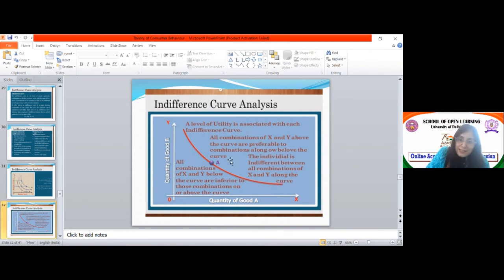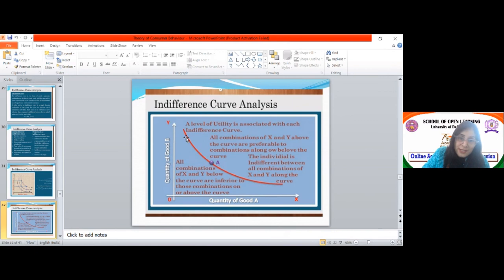Whatever satisfaction we are getting from it, if we have another IC curve, we will get a different sort of satisfaction from that. Now, all combinations of x and y on this is the IC. These goods are A and B. All combinations of A and B on the curve are equally preferable; the individual is indifferent between all combinations of A and B.